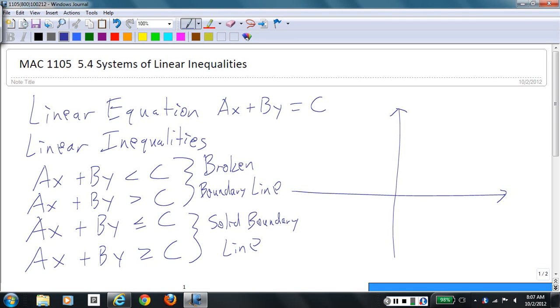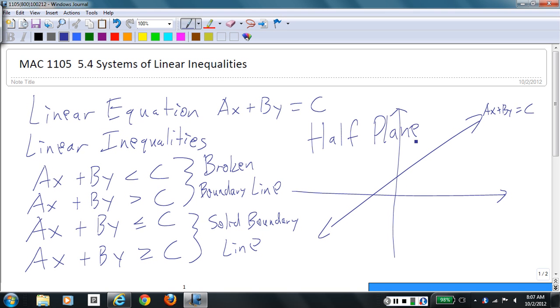All right, so let's suppose it's a solid boundary line, and it looks something like this if we sketch the graph of Ax plus By equals C. Well, any straight line that we draw in the plane divides the plane into two parts, all the points on one side of the line and all the points on the other side of the line. Each of those two parts is called a half plane. So you've got a big old half plane up here, everything on that side of the line, and another half plane down here. And then you have the points on the line itself.